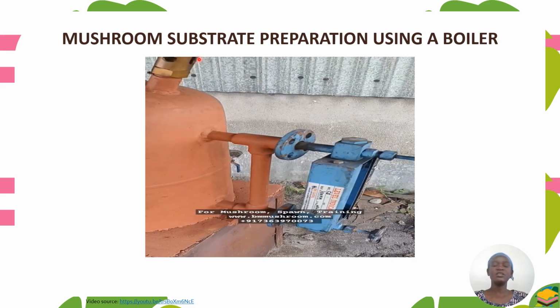So that hot steam is the one which will go via the metal pipe into the house where the substrates are kept. So through that hot steam, it will be killing the microorganisms as well as the germs.